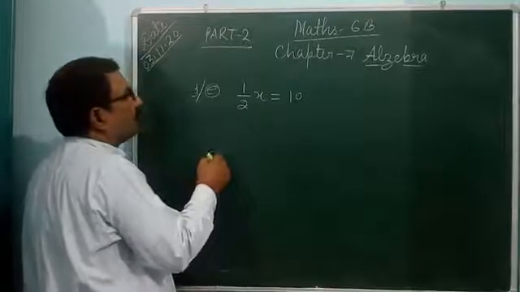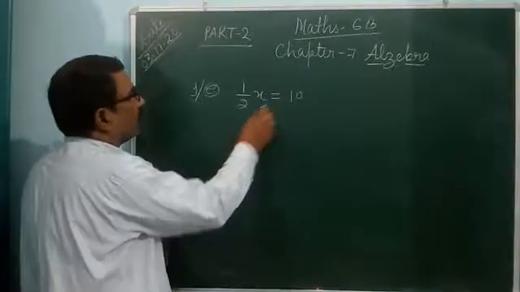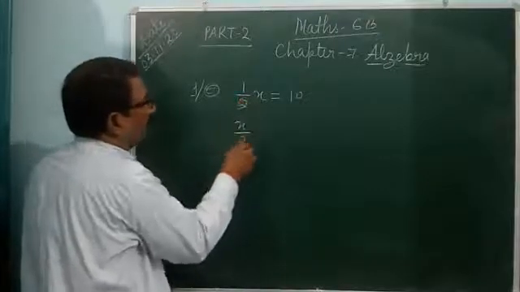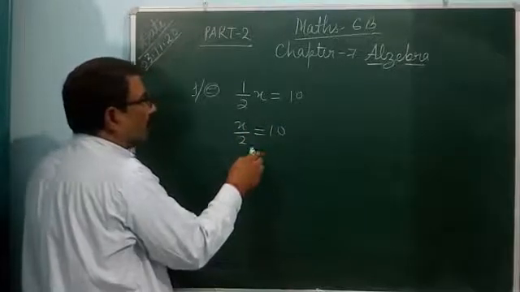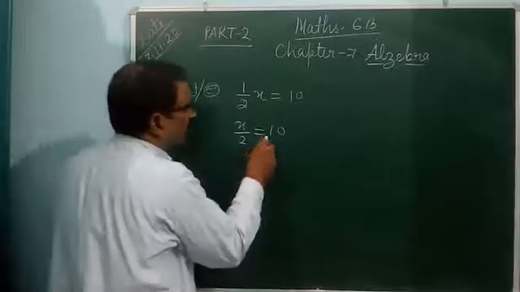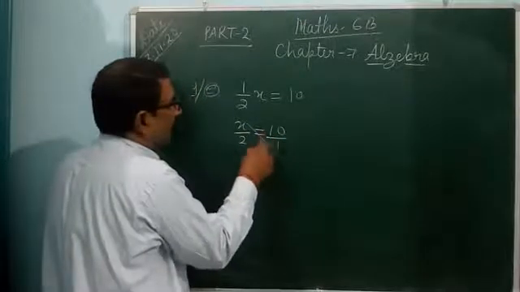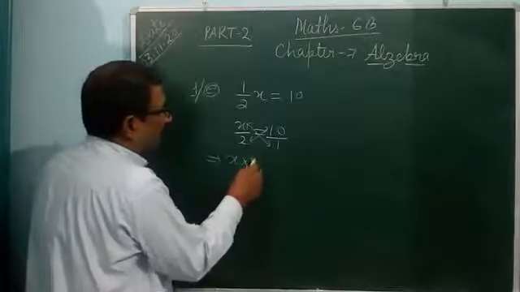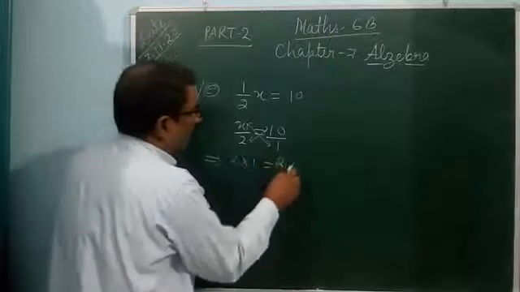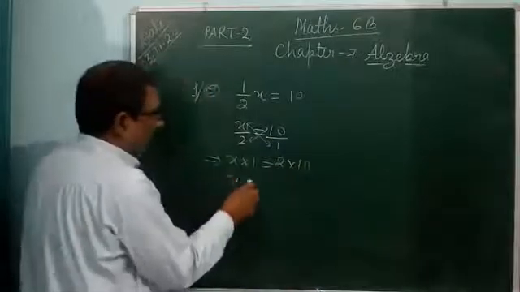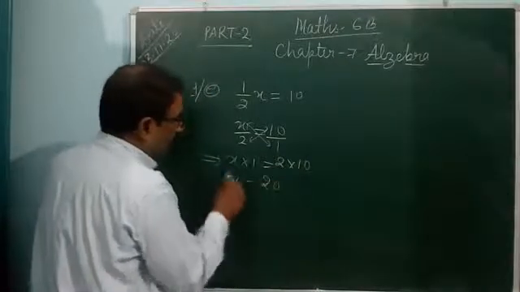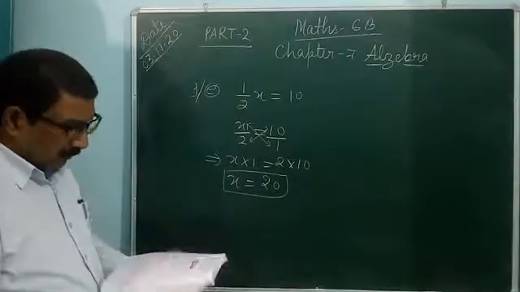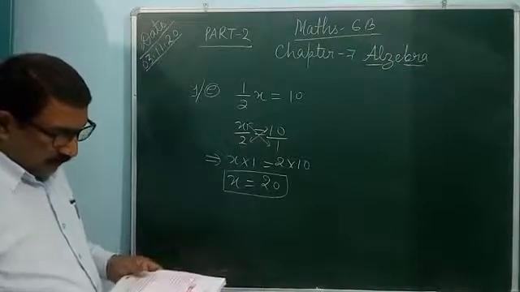How can you solve this? You can do cross multiplication. You can write 1 by 2 x like that, x by 2 is equal to 10. You can write 10 by 1 and cross multiply. It means x multiplied by 1 is equal to 2 multiplied by 10. After that, x is equal to 20. So x is equal to 20 is the solution of the equation. So the value of x here is 20.